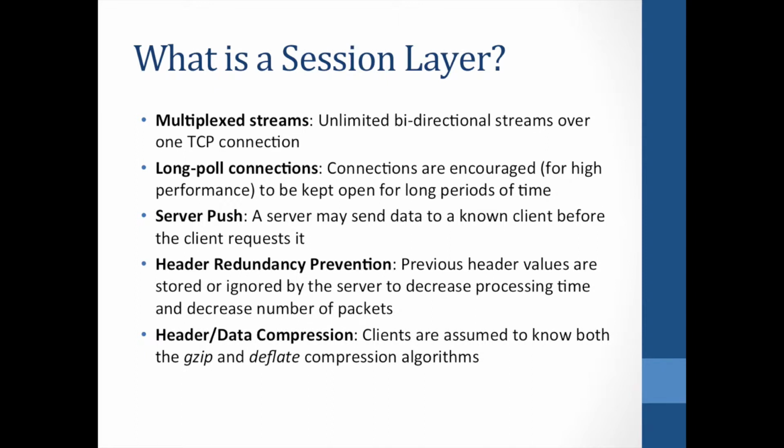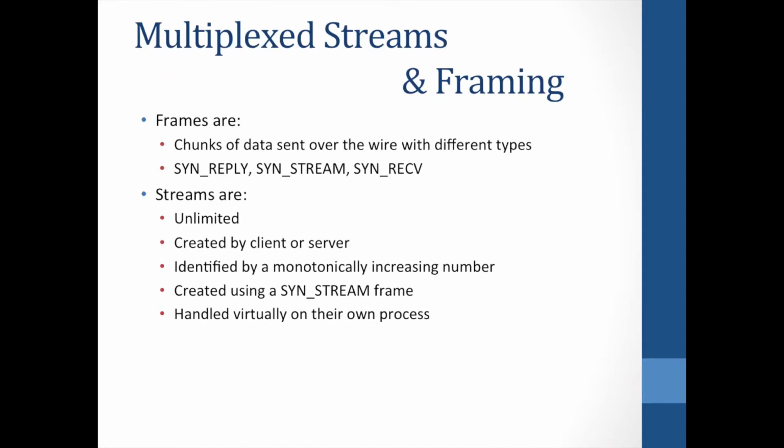And it can also use the same information to reduce headers' redundancy, because headers are often the same value for request after request. We shouldn't have to send the same headers over and over again. And finally, they made sure that data compression was required, because data compression leads to fewer packets. So how do multiplex streams work?